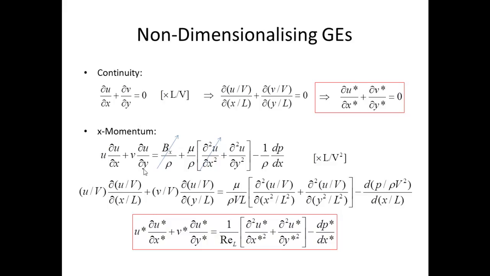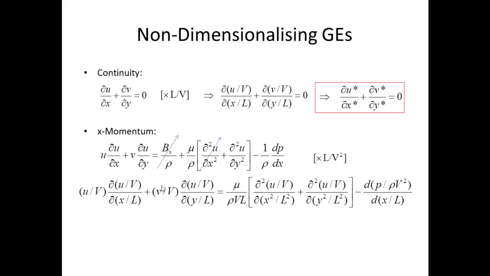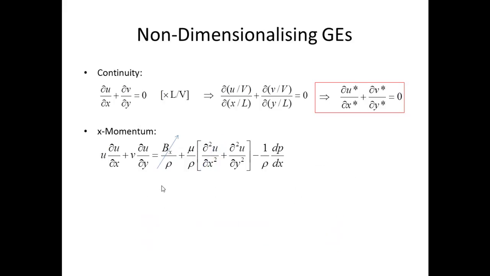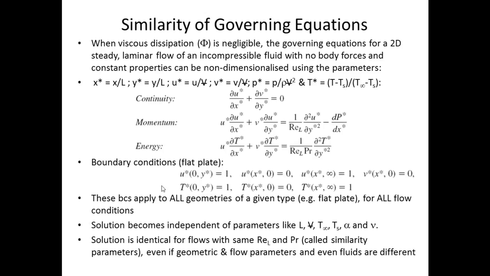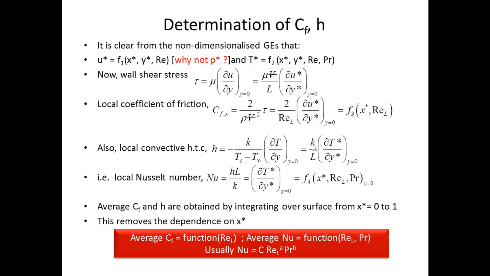I will leave the derivation of the non-dimensionalized energy equation as an exercise for you, so you can check if you are getting the equation as we have displayed here in the previous slide. So the energy equation upon non-dimensionalizing should take this form. We will get the Prandtl number in the energy equation.